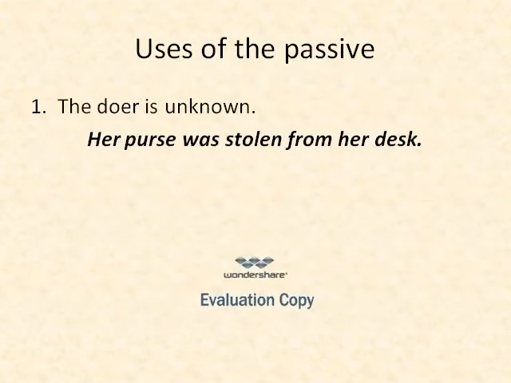When do we use the passive? We use it when the doer is unknown. Her purse was stolen from her desk. We don't know who did that, so it's good to use the passive here. Was stolen. Notice this time the helping verb, be, is in the past tense, the simple past tense.